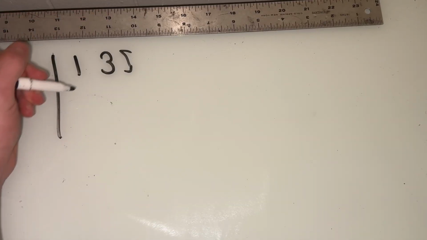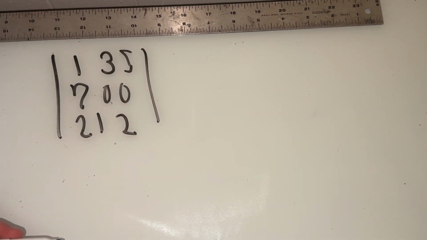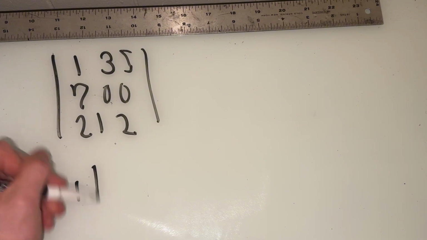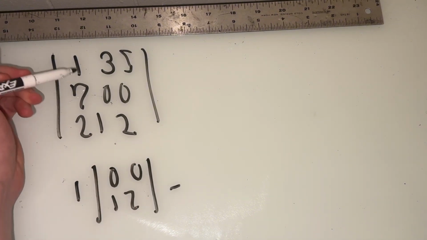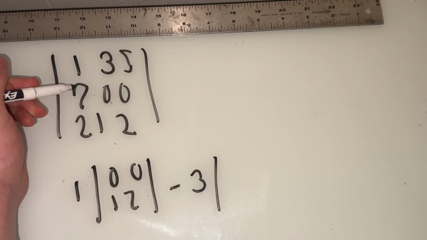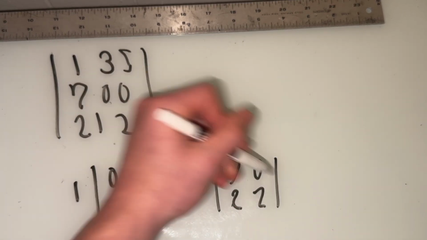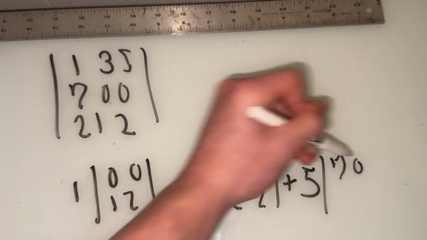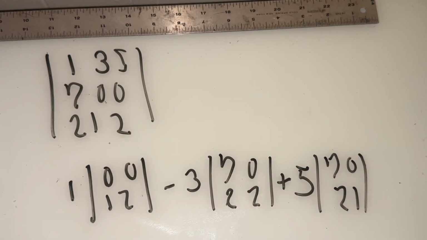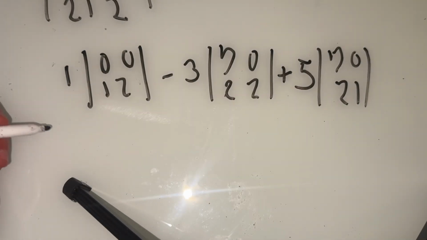The next matrix we'll look at is this one. So first, take 1 and 0, 0, 1, 2, minus 3, 7, 2, 0, 2, plus 5, 7, 0, 2, 1. All right, so now we can compute these three matrices.